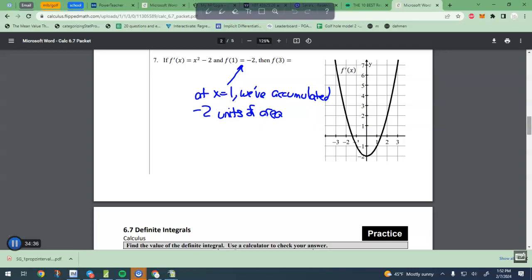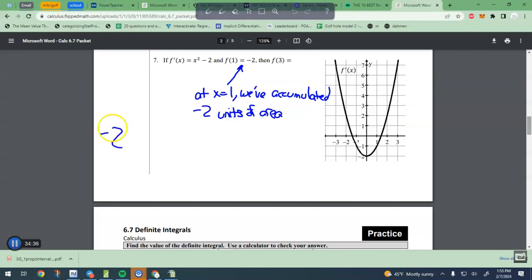And then they're saying, okay, what's f of 3 going to be? So I know the derivative. I know what the original y value was. And what I can do is say, okay, at 1, we've accumulated negative 2 units of area. Do I know how to figure out how much area was accumulated between 1 and 3? I do. That's integrated. So if I know where I started, and I know how much I added on to that, that's how I'm going to figure out the answer.